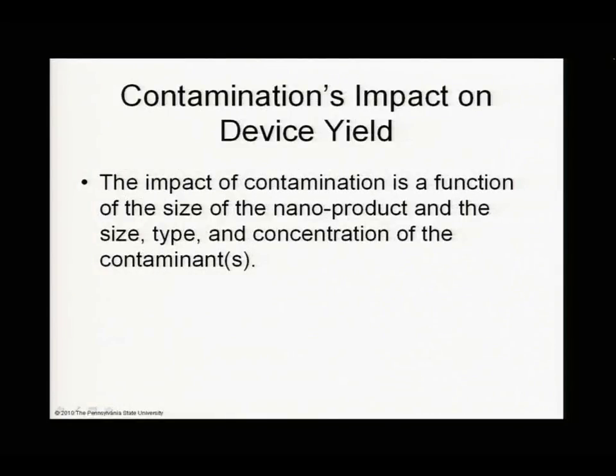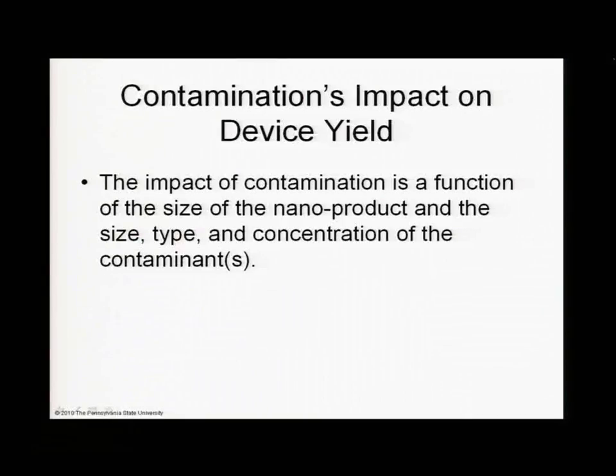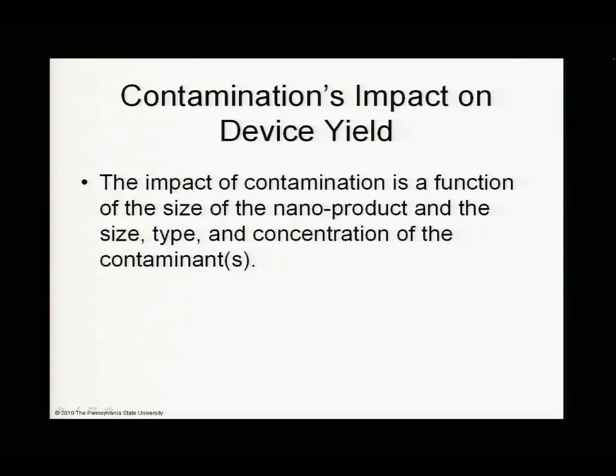So contamination affects device yield. It can affect performance. So contamination is a critical part of making sure we have complete control of a process. And the impact of contamination is a function of the size of the nanoproduct and the size, type, and concentration of the contaminants. So, as we said, the nanoscale is very, very small. Contamination regions or contaminating particles can be absolutely critical.